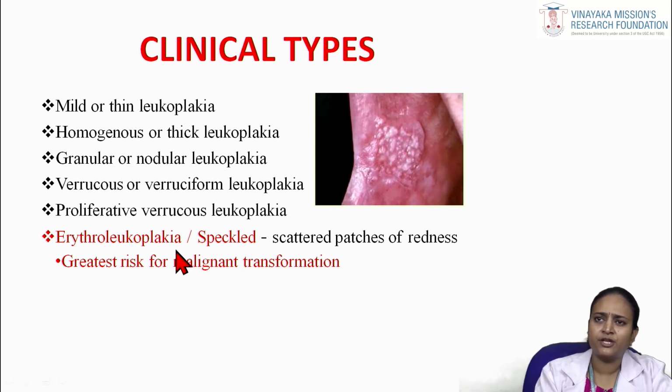Erythroplakia, in the sense, erythro means erythematous. So you can see the leukoplakia as a white patch. Erythroplakia is a mixture of white and red lesion. An erythematous lesion along with the white patches is called erythroleukoplakia. It can be called a speckled erythroleukoplakia, that is, it can be mixed with scattered patches of redness and white. It has the greatest risk of malignant transformation.